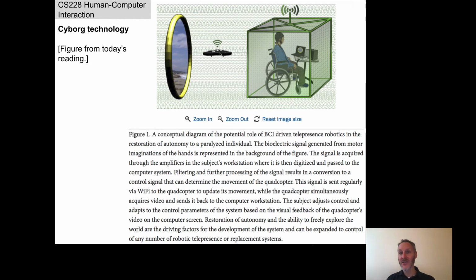If the subject now says, I'm imagining moving my hand to the left, whatever different electrical signal is produced in that case, that is translated into particular signals that are sent to the quadcopter to actually move the quadcopter to the left. And by tuning this transformation from electrical signals in the motor strip to commands sent to the motors of the quadcopter, you can get to a point where the subject reports being able to think the quadcopter left, right, up, down, forward, and back.